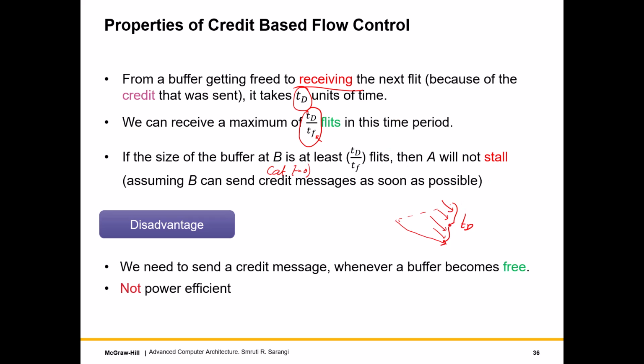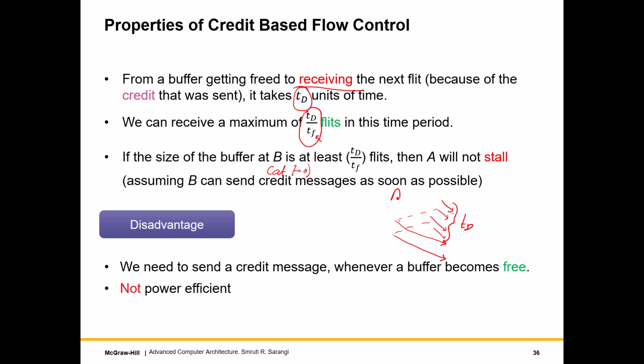And furthermore, what can happen is once a flit comes, you can send a credit. So, let's say this flit comes, you send a credit, and then because of that a message comes. So basically, let's say at a steady state, you're also sending flits out from here, you will essentially not stall. The key idea is mainly because you have TD by TF free buffers available. Of course, we need to send a credit message when the buffer becomes free.